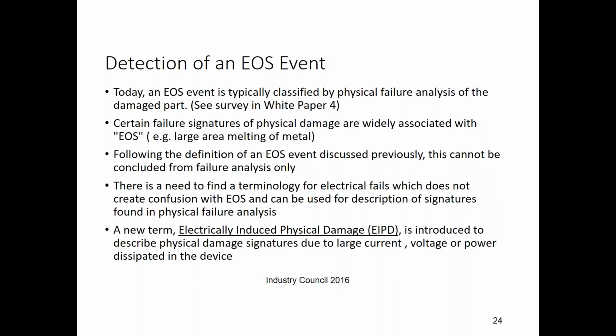So how do we detect an electrical overstress event? As part of putting together this white paper, the Industry Council took a survey, and they found that most people classify an event as an electrical overstress, maybe not knowing exactly what that means, through physical failure analysis. In other words, once that picture is developed, that's the conclusion. And in fact, the going definition of EOS, not the one we're using, but the old definition, tends to lead you to immediately think of unanticipated power applied to the device, which means you are at that point ruling out non-powered handling situations such as ESD. So that's a premature categorization of the failure.